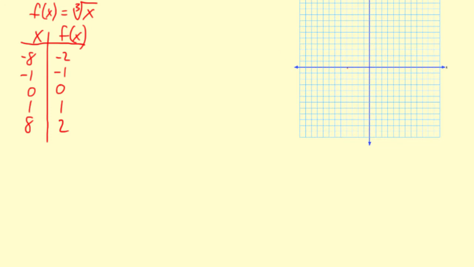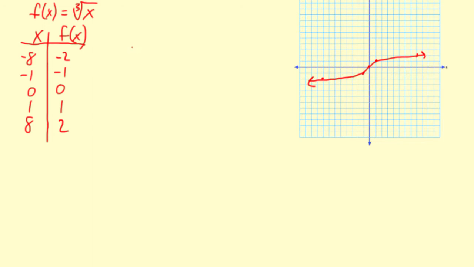First of all, -8, -2, -1, -1, 0, 0, 1, 1, and then 8, 2. Then the graph should look something like this. Okay, so starting from 0, 0, the graph increases at a decreasing rate, and then moving to the left into the negative values for x, the graph is decreasing at a decreasing rate.